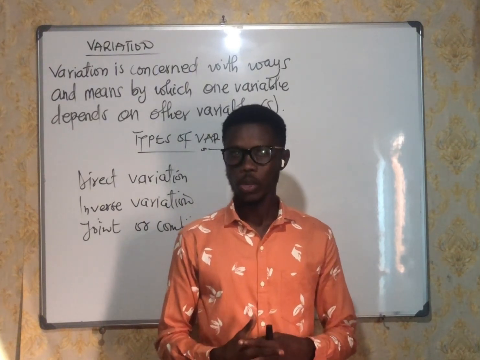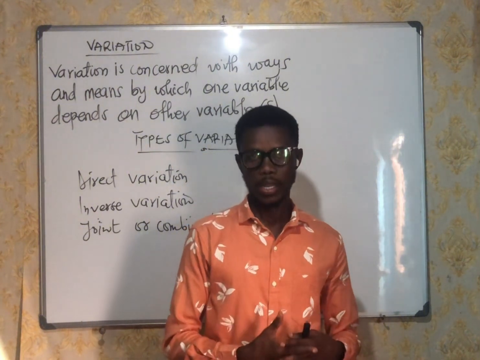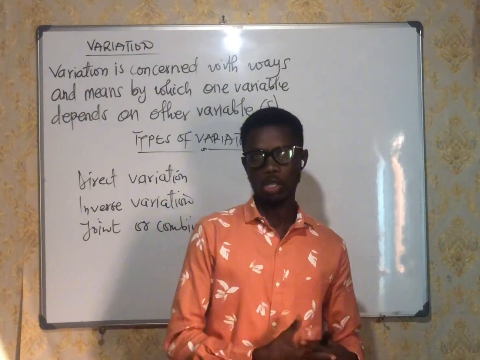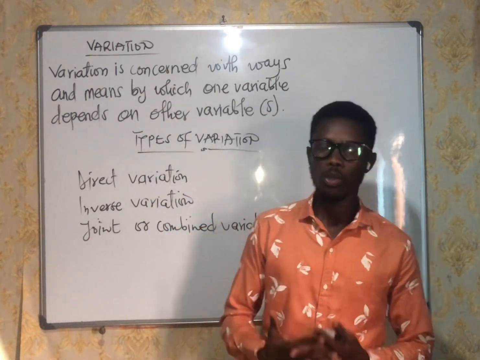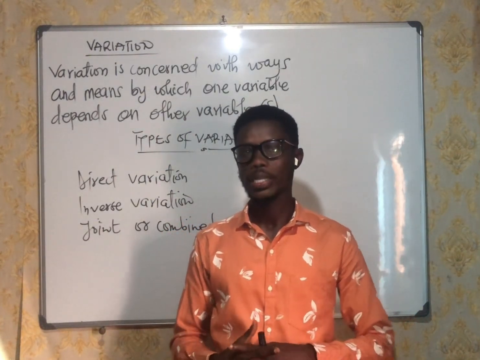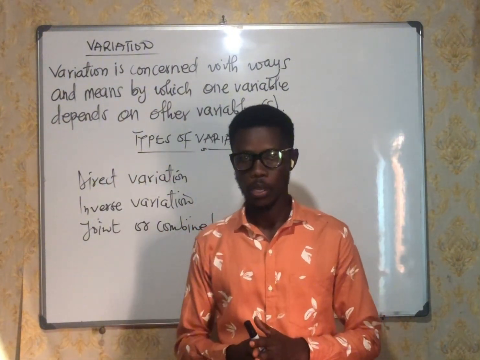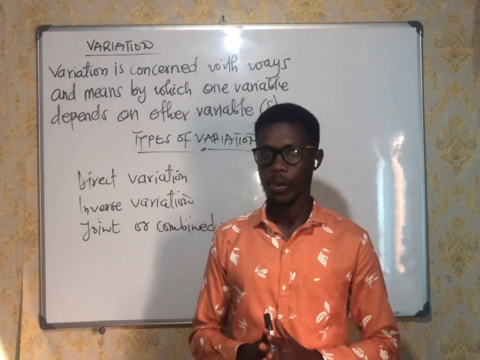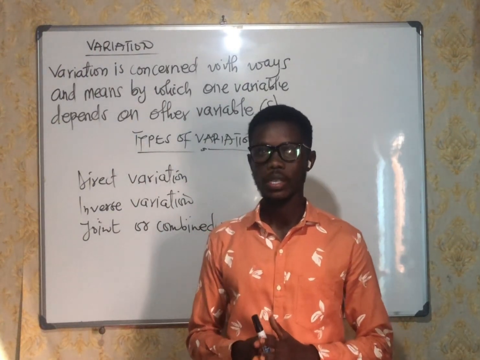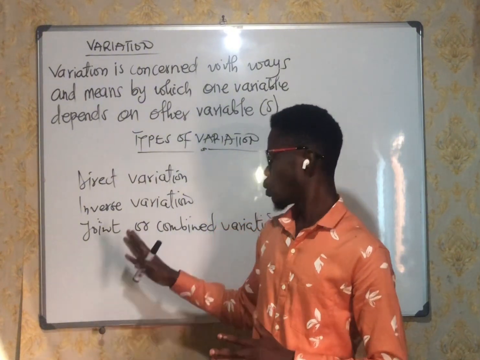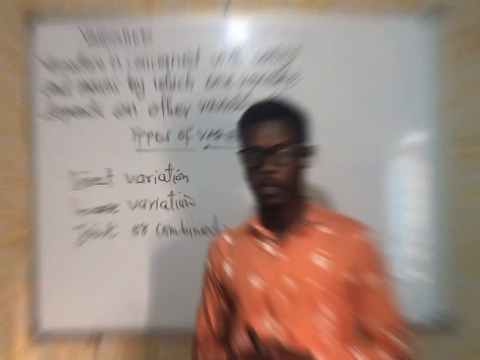So that is what we call a variation. Whatever happens to one variable also affects the other. That's why we are saying that it depends on the other variable. Is that alright? Good. Now, with this variation, we are going to look at three types. We are going to look at the direct variation, and I'll give you the explanation for it. We are also going to look at the inverse variation. Then we look at the joint or combined variation. Is that okay?